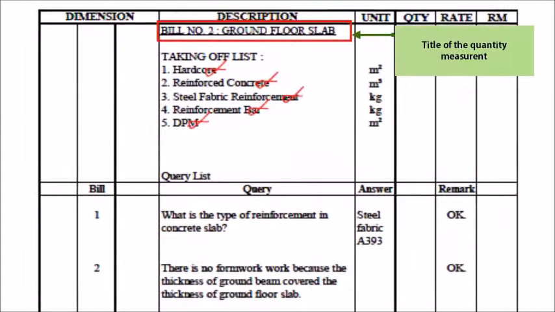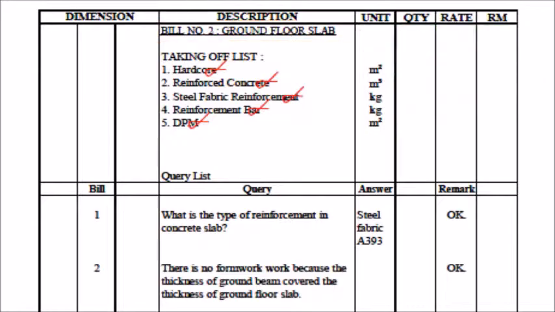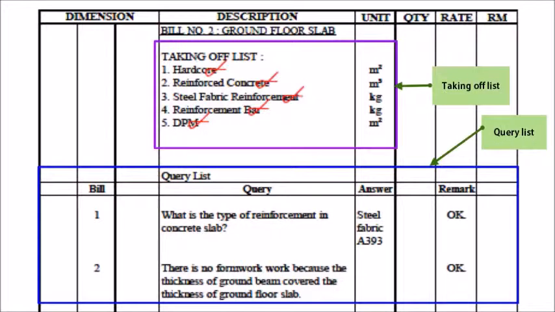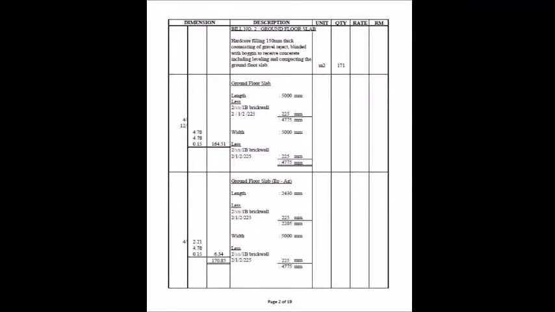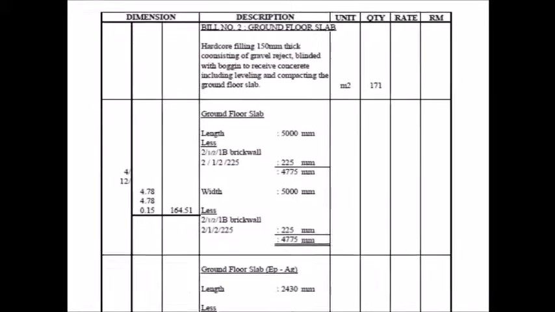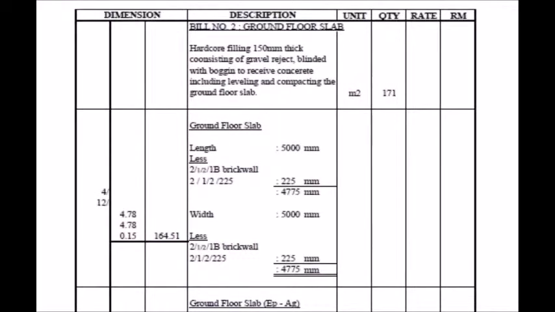So, as usual, we have to write down the title of the quantity measurement to state that. The second item that we are about to calculate is the ground floor slab. As a reminder, always remember to form the taking off list, including the query list. Then, when you start to calculate for the ground floor slab, follow the sequence of the subtopics as in the taking off list.